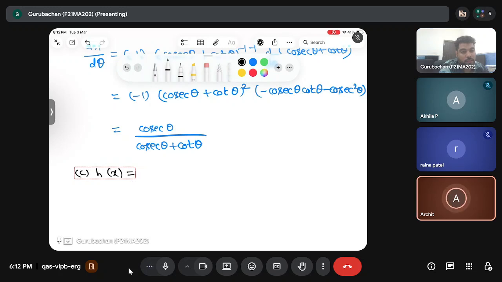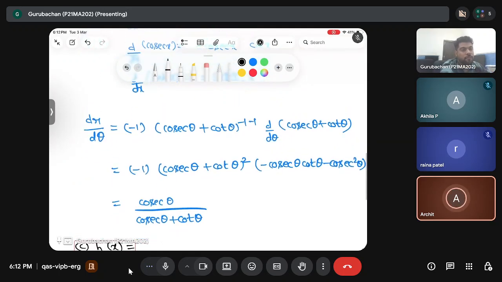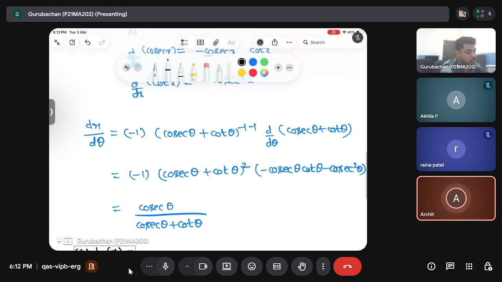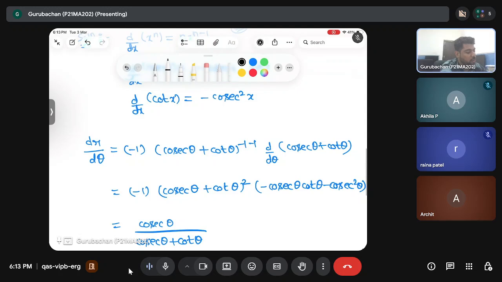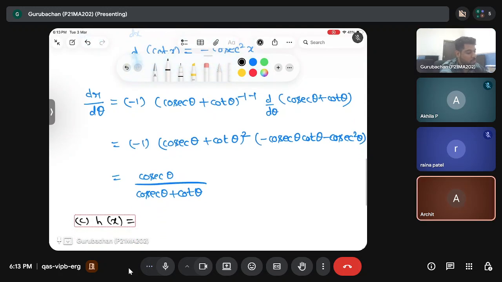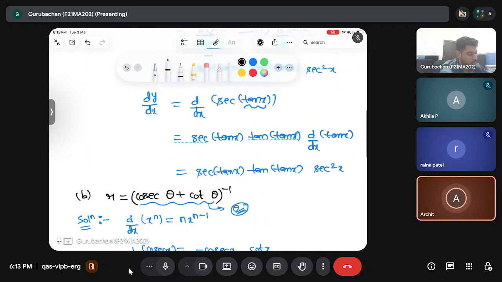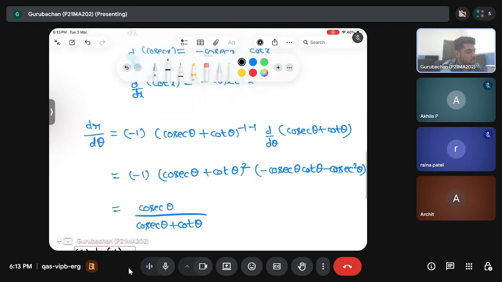Sir, we can apply a shortcut also. If we just multiply by cosec theta minus cot theta, it will get simplified, because cosec square theta minus cot square theta equals 1. So we can simplify that. In the previous question, before applying this rule, we could multiply by cosec theta minus cot theta. Understood. We can do that also.